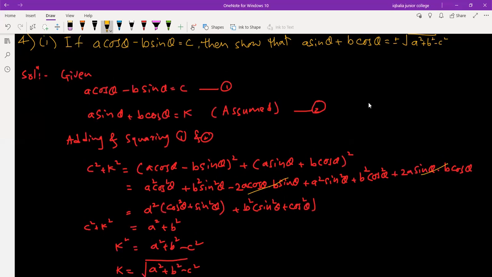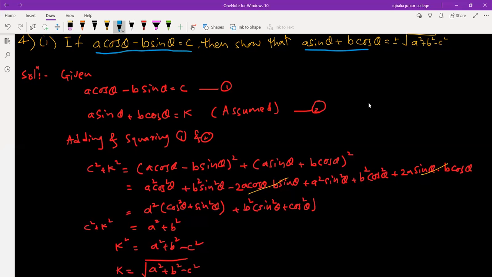Okay, so here first of all, what are the givens? The given thing is A cos theta minus B sin theta is equal to C. Okay, so here we call it equation number 1, and we have to find A sin theta plus B cos theta. What do we have to find? We have to find A sin theta plus B cos theta. So here I assume that this term is equal to K. Now this is a very easy question. You have to just assume what you are going to find, and you have to add and square.